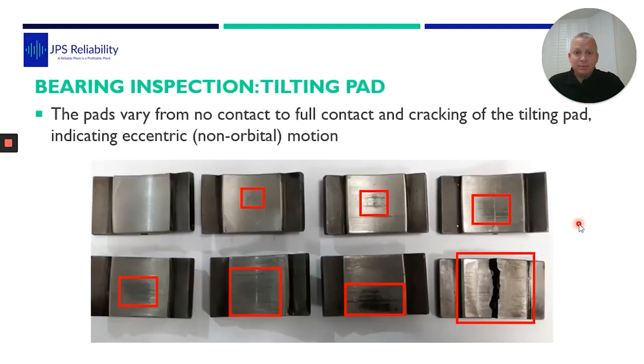I took out all the bearing elements and cleaned them up. And surprisingly, it went from an absolutely perfect, non-used bearing pad to a little bit of wiping, more wiping, all the way through to high wiping and actually a cracked tilting pad. So when we looked at that, we thought, well, that means the shaft itself isn't running concentric, with non-orbital motion. So something's causing that shaft to rub and load up and not move in a nice circular motion at the bearing. And it's always the drive end bearing that failed.